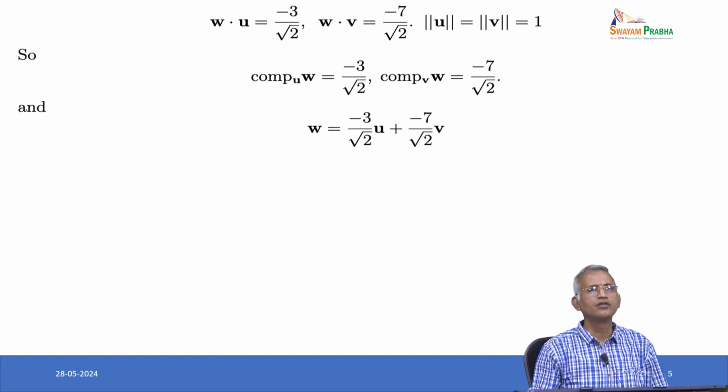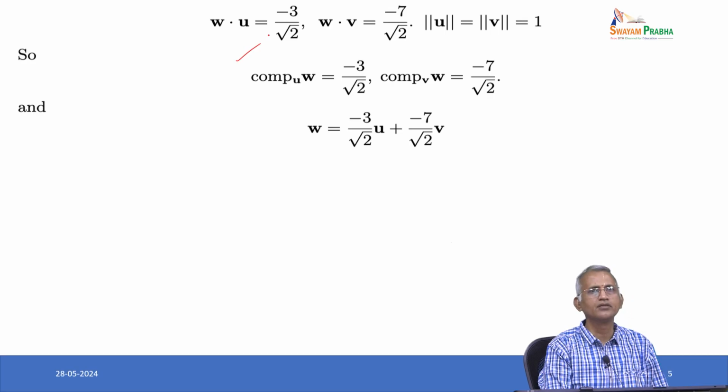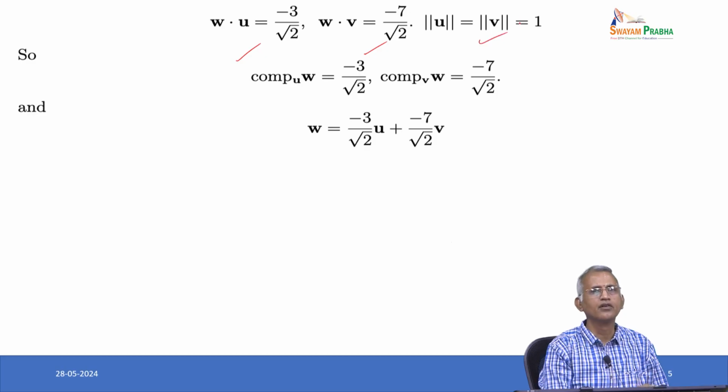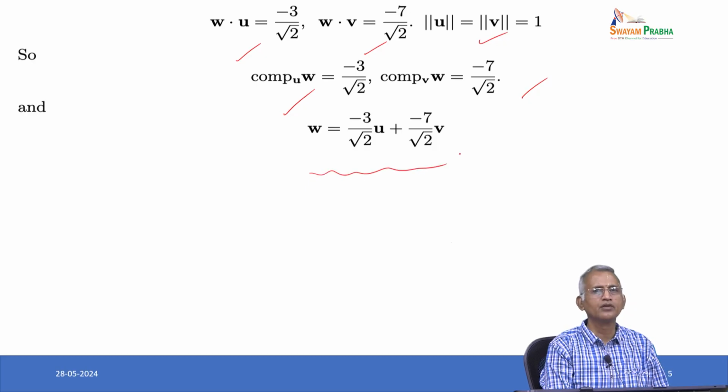Now, you have to work with w dot u, which is equal to minus 3 by root 2, and w dot v equal to minus 7 by root 2, and norm u and norm v are equal to 1. Therefore, component of w over u equal to minus 3 by root 2, component of w over v equal to minus 7 by root 2. Therefore, w equal to minus 3 by root 2 times u plus minus 7 by root 2 times v.